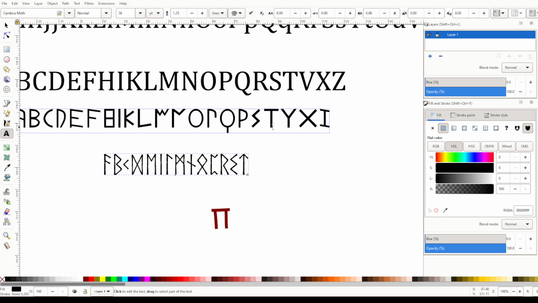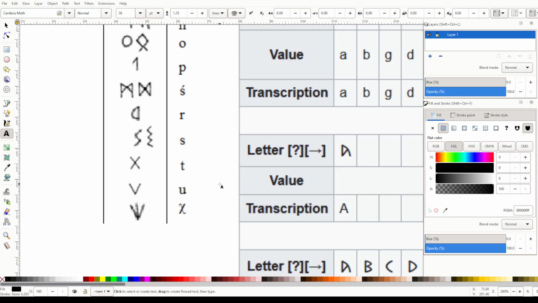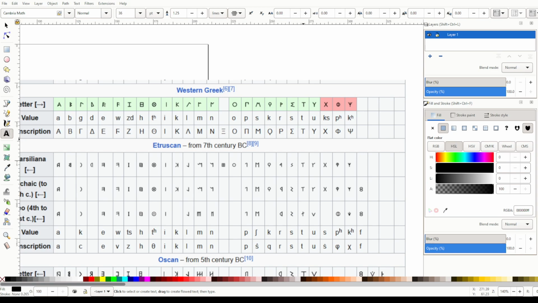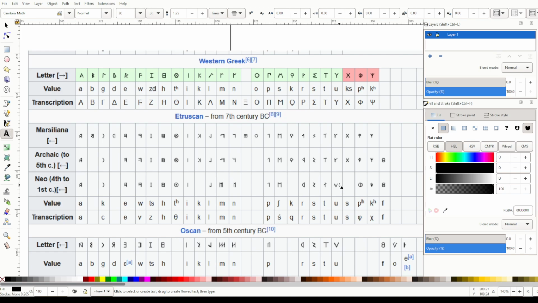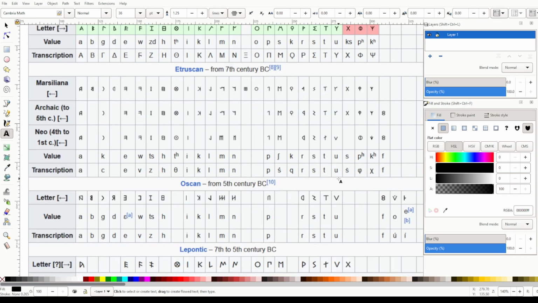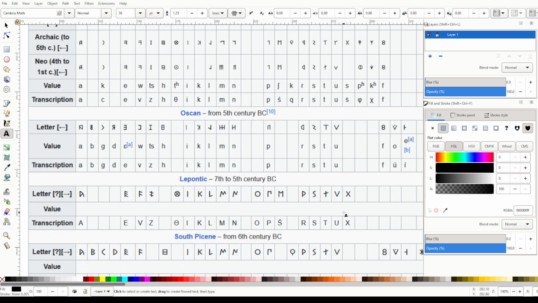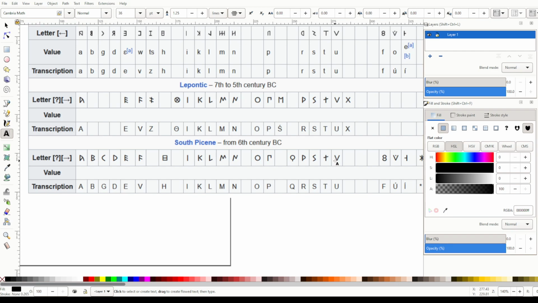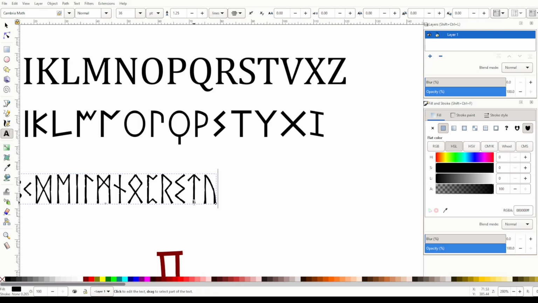T and then U doesn't look particularly like this, but as you can see, some of them, here this one looks like a V, so you just have to turn that on its side. Here, this Etruscan one also looks like a V. This Oscan one looks like a V. This Pontic, well, I already looked at the Pontic. And South Picene looks like a V. So you really just have to turn it on its side, like just upside down.